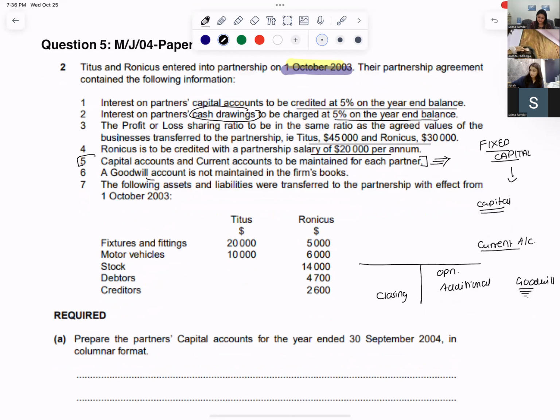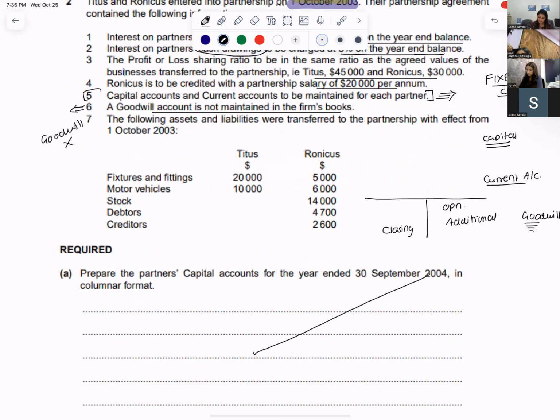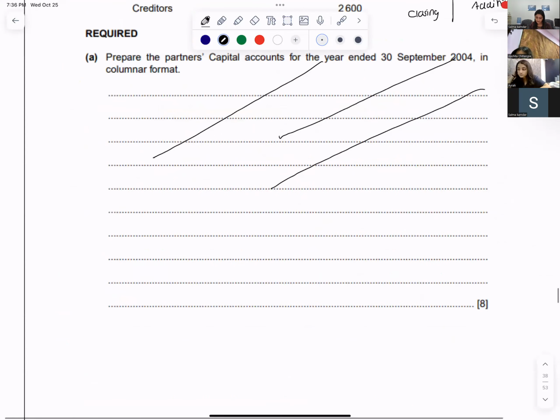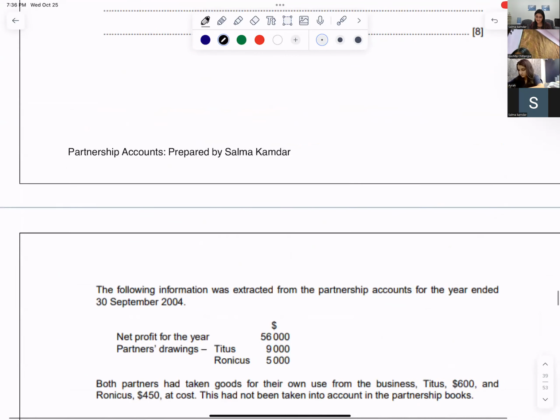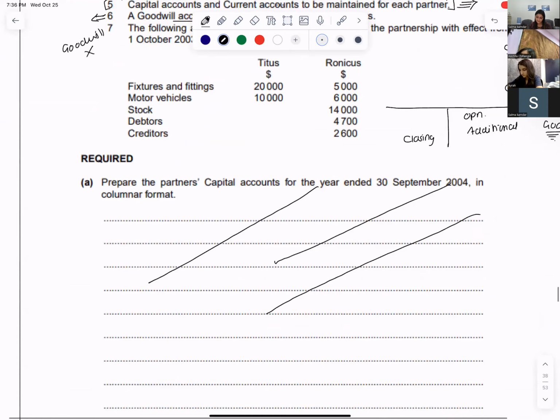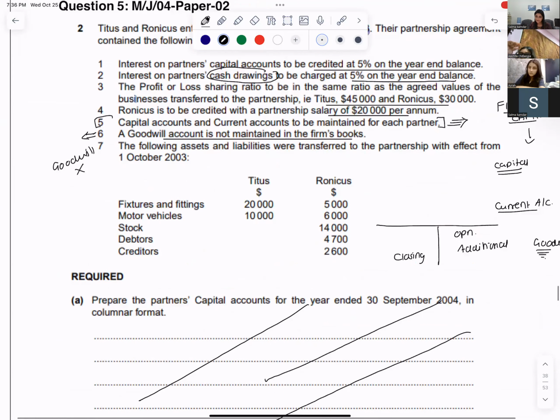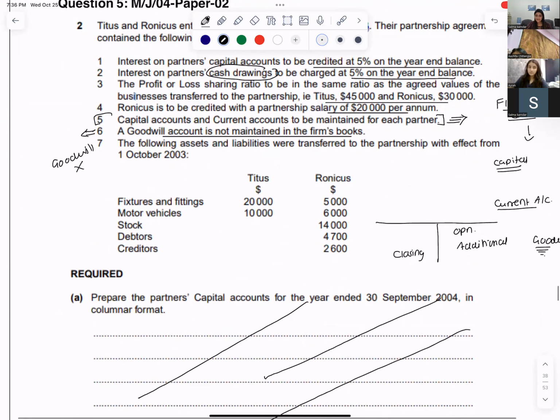Read ahead. Goodwill is not maintained in the firm's books. That means there was an intangible asset, goodwill, and it is not supposed to be maintained in the firm's books. Since we do not have goodwill in the AS syllabus, in this sum we will not prepare the partners' capital account because it deals with goodwill adjustment. Rather, we will only do the appropriation and current accounts. Are you with me? Okay, fine.